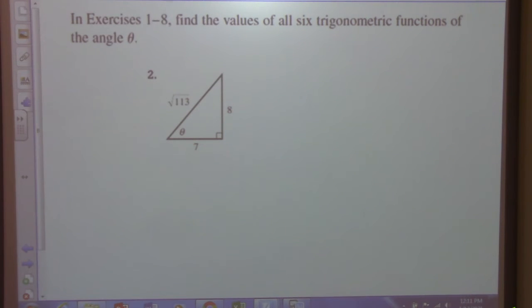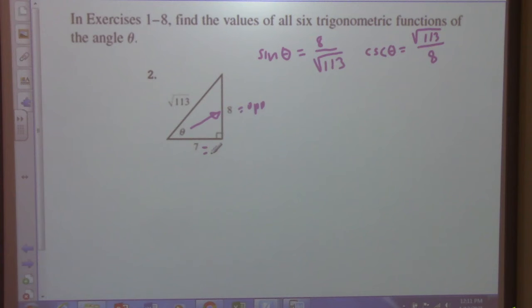Okay, this one right here, I'm just going to show you what I have here. So sine theta is going to be equal to our opposite side, which is 8, so 8 over our hypotenuse. Is that what you got for your sine? Okay, cosecant theta is going to be equal to the reciprocal of sine.